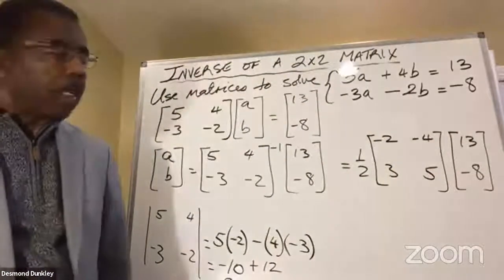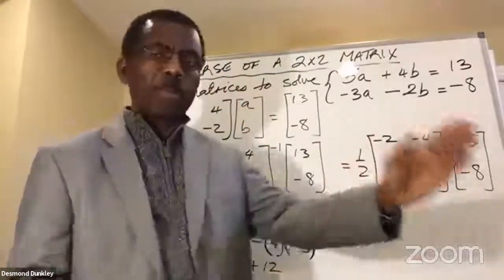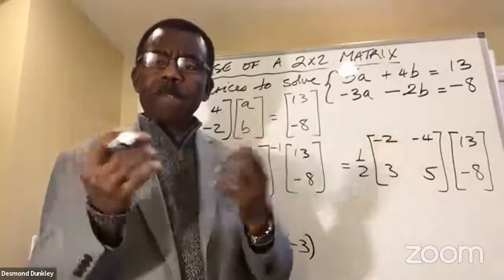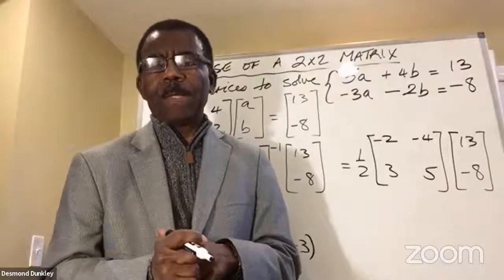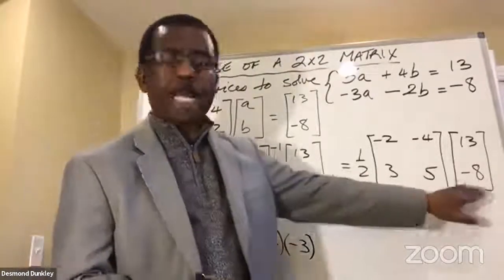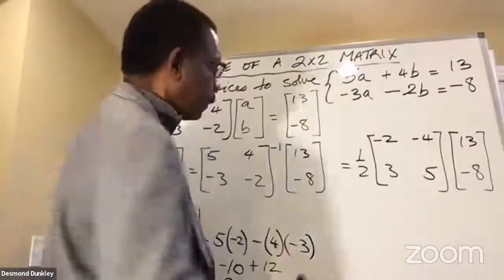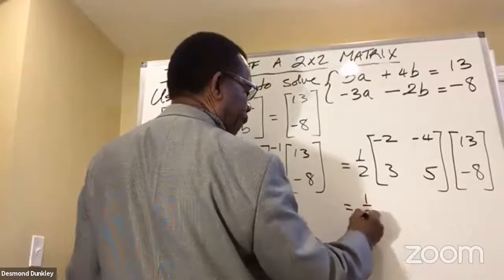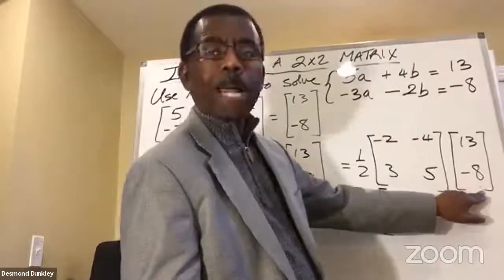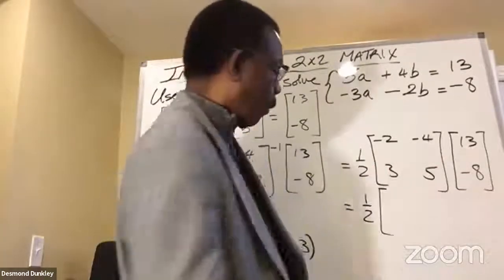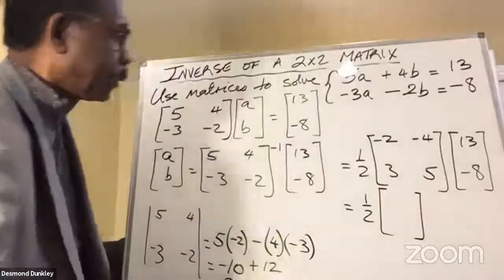The advice I gave you was save the 1/2 for last. Do not distribute the 1/2, otherwise you're gonna have ugly numbers to work with. It would still work, but it will give you a headache. We don't need no headache, okay? So we'll save the half, we'll go ahead and multiply these whole numbers, and then at the very end, we multiply by a half. So what do we have? We have a half times, this is a 2 by 2, this is a 2 by 1, we end up with a 2 by 1. Okay? And now we're ready to work.